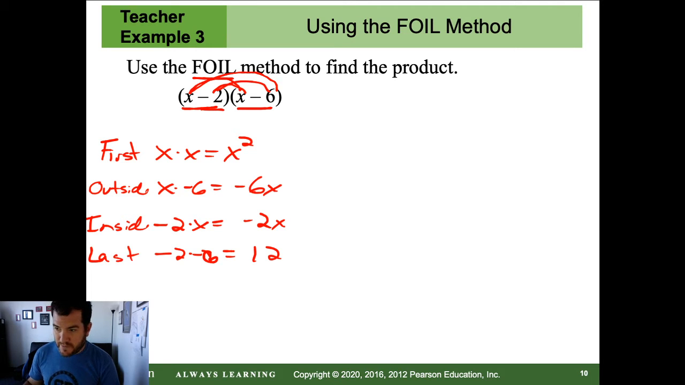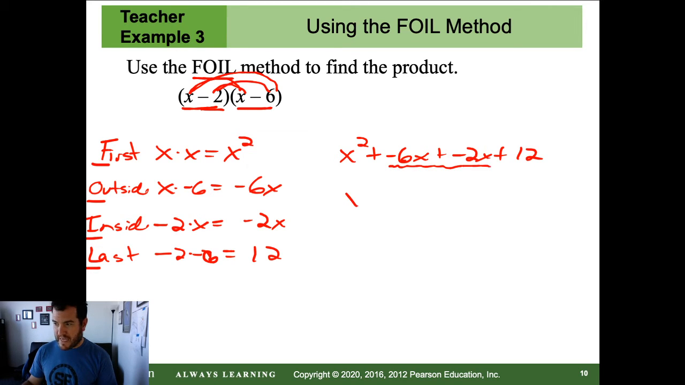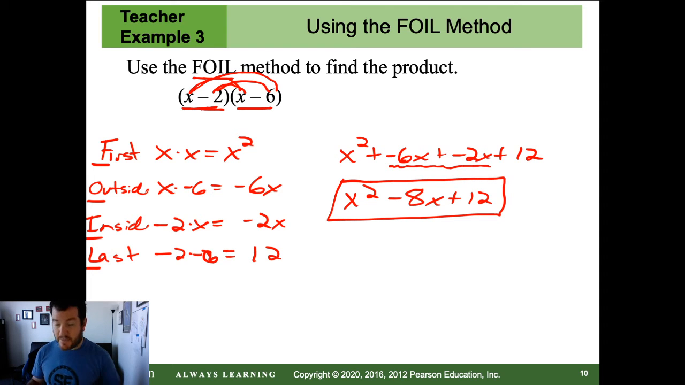So FOIL comes from thinking about multiplying the firsts, the outsides, the insides, and the last. Then what I do is I have an x squared plus a negative 6x plus a negative 2x plus 12. I realize that here I have a negative 6x plus a negative 2x. I can combine those to give me a negative 8x plus 12. And this is what I get when I FOIL the binomial x minus 2 times x minus 6.